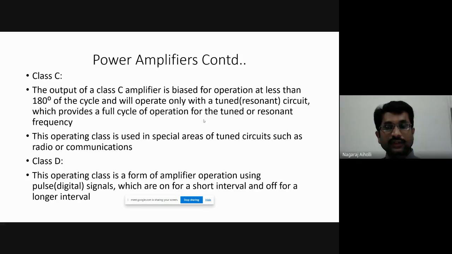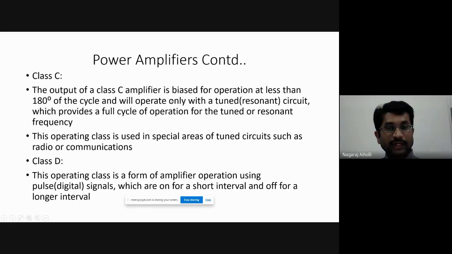Now, the resonant circuit you might have studied in your physics at PU level, right? The resonant circuit is a combination of RLC, that is resistance, inductance, and capacitance. When the resistance, capacitance, and inductance values are adjusted such that at one particular frequency there is a peak, a maximum output signal is obtained for that one particular frequency, that is called the resonance condition, or the resonant circuit.